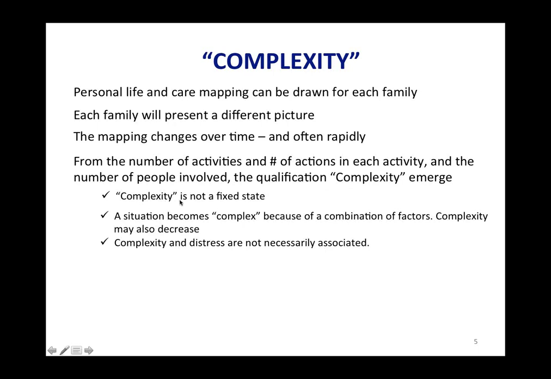But it's important to consider that complexity is not a fixed state. A situation may become complex because of the combination of factors. So it could go from low complexity to high complexity because of elements interacting with each other. But complexity may also decrease by doing the reverse, which means organizing the function and the connection and the functioning.